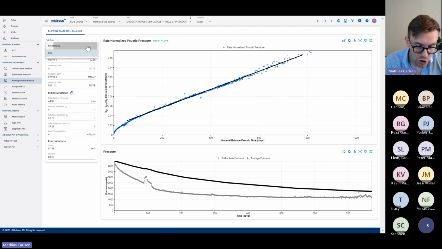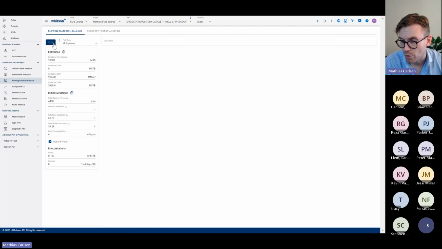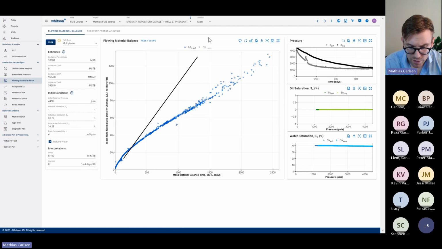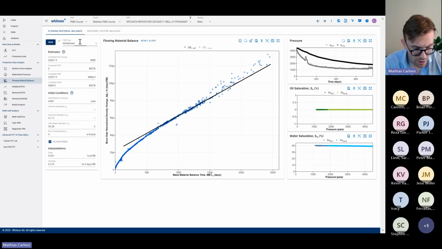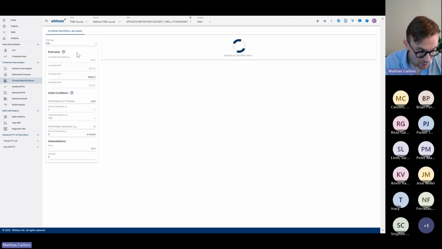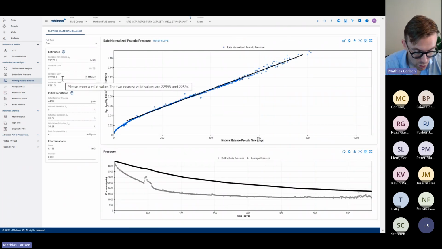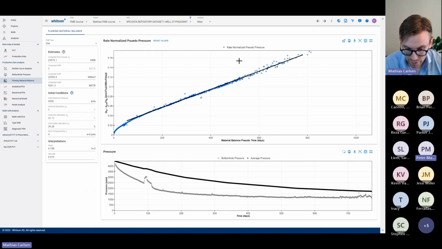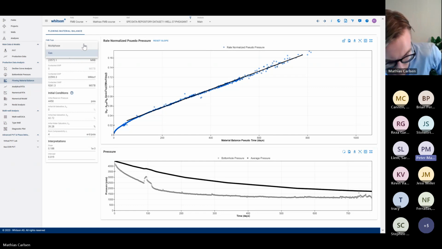And I can go in, change the method, and run it with the multiphase FMB as well and see, okay, with a different set of eyes, a little bit different method. Here I'm getting around 23.6 it looks like for this one. So 23.6 versus, I don't know what I had here. Yeah, 22.6.